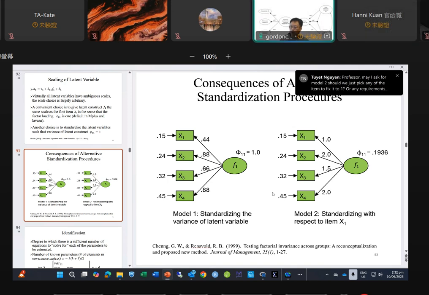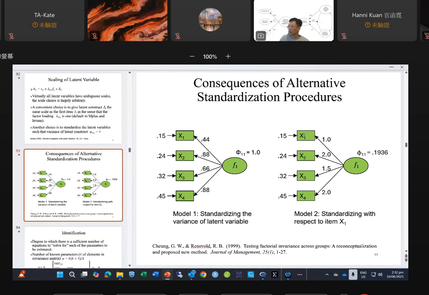As for model 2, should we just pick any of the items to fix to 1, or should we consider something before choosing which item to fix to 1? Okay, I got a question. Which item should we use to fix the factor loading to 1? The answer is it is arbitrary.